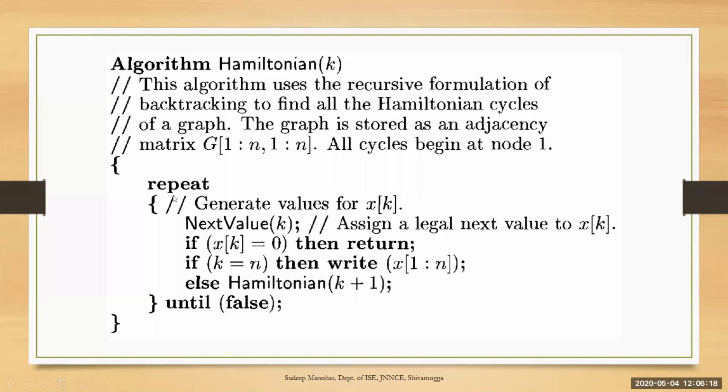Next, repeat. There is an infinite loop. What it does? Generate the values for x of k. So how is it generated? It makes a call for one more function called next value of k. What is k here? We have passed 2 for k because x of 1 is 1. We know that, and we are supposed to find what is the next vertex to be chosen. We have to identify what is x2. So k is 2.